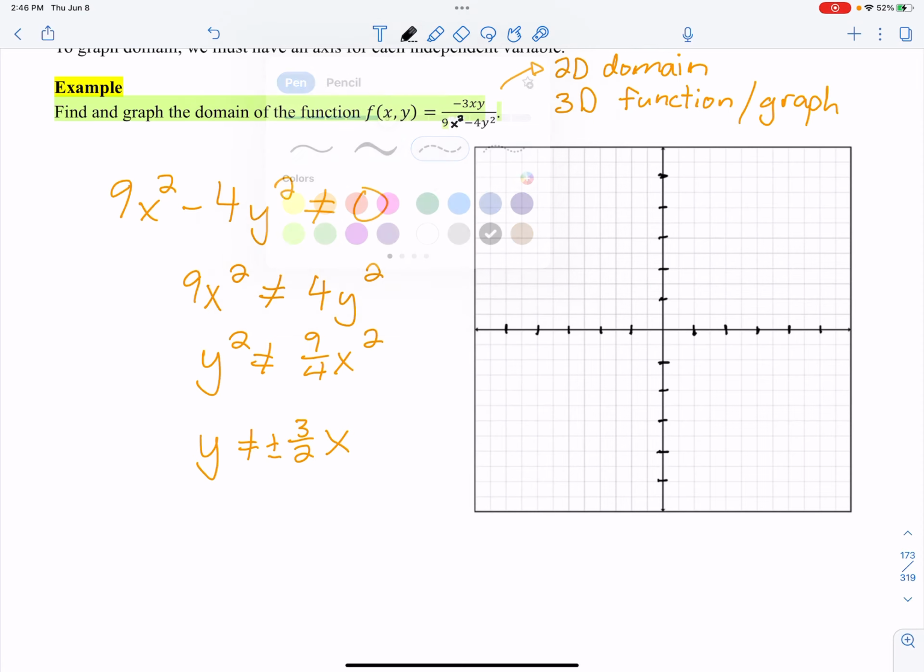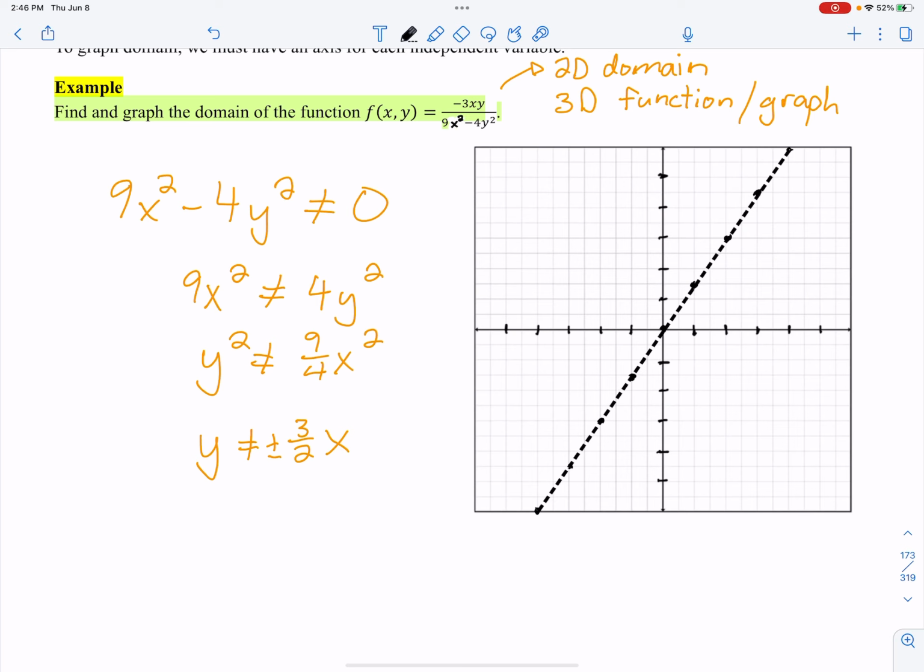Okay, I know the points. That graph starts at 0, 0, and then goes up 3 over 2. I got up 3 over 2 in both directions. So we get this dotted line here. So I know my graph can't be that line. The negative is going to be the same, but the other direction. All right, and I can use symmetry to put that down here. There we go. All right, so that's what the graph cannot be.